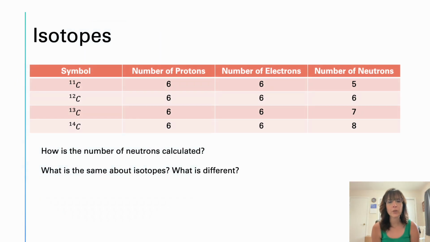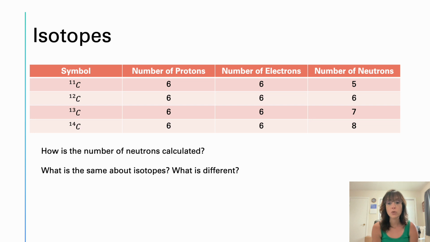Let's look a little bit further at isotopes. Notice first that all of them have the same symbol because we're discussing carbon. An isotope has to be the same element, in this case carbon. And notice the mass number is not the same. We have 11, 12, 13, and 14. Now the number of protons is 6 all the time because carbon has 6 protons. If you change the number of protons, we no longer have carbon. In a neutral carbon, there will also be 6 electrons.